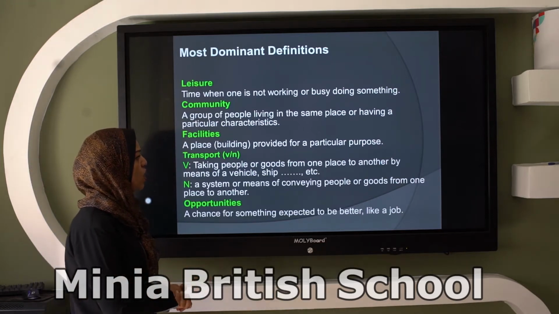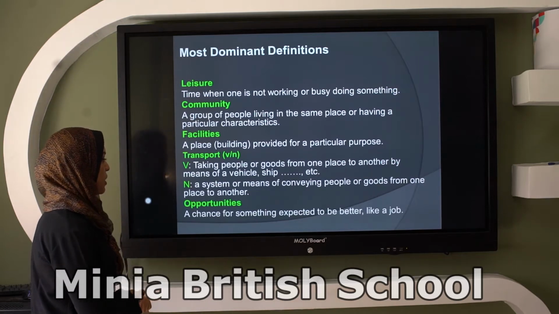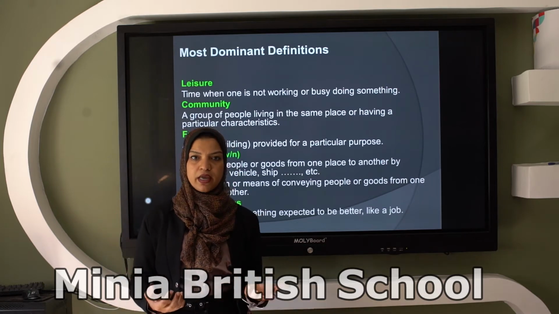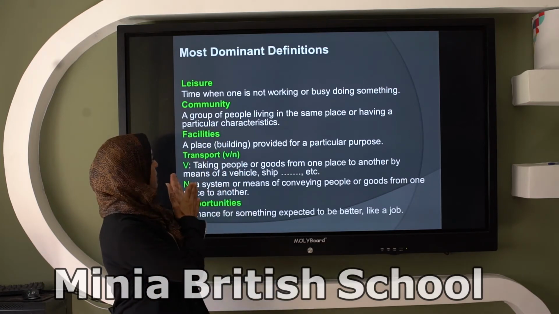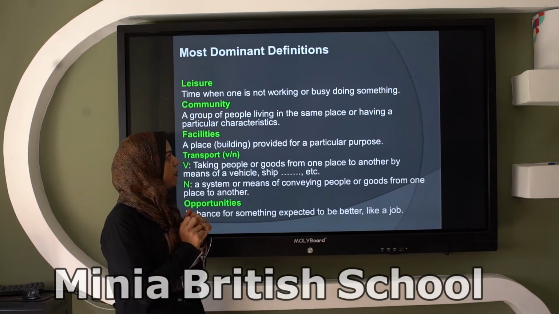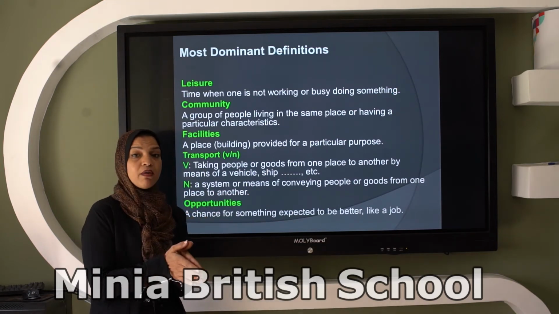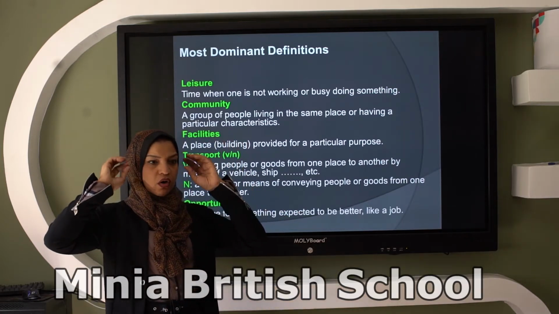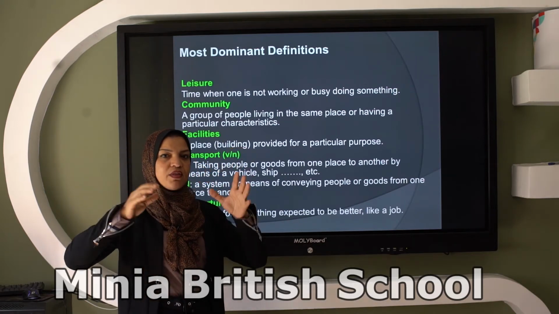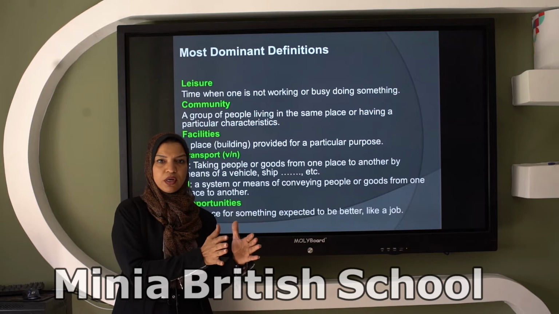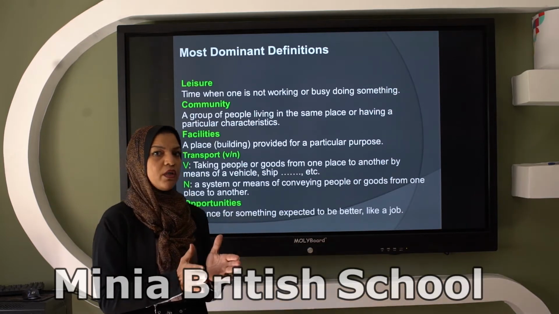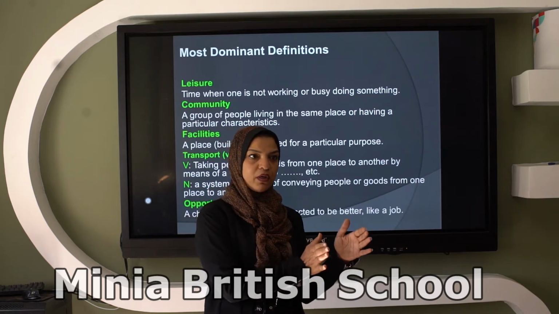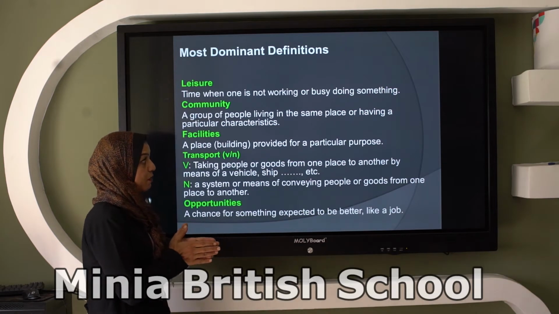Now, community, a group of people living in the same place or having particular characteristics. And now we can differentiate between the word community and society. Community, yes, it's a small group of people living in the same place. But if we talk about the word society, it has a larger picture or a larger idea. So we say the Egyptian society, not the Egyptian community, but we can say the people in the Upper Egypt community, so this is about a group of people who live in a small place.